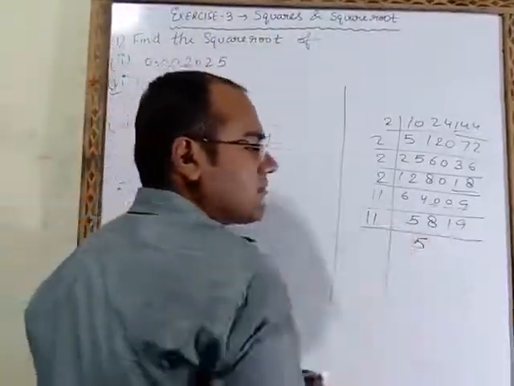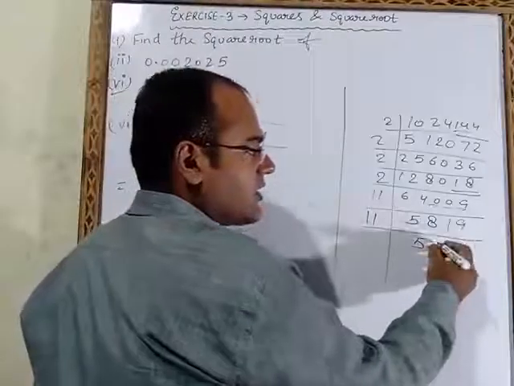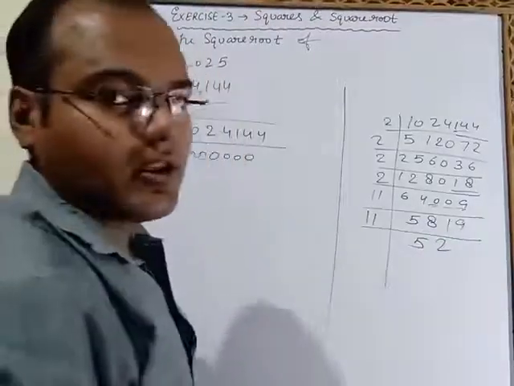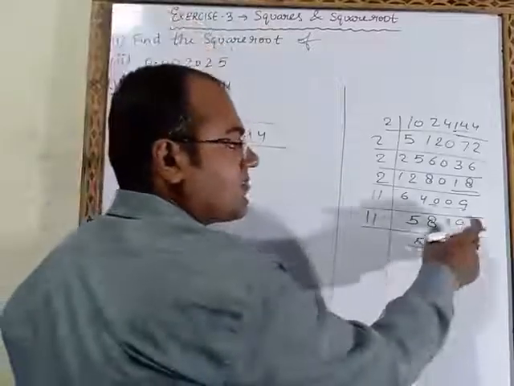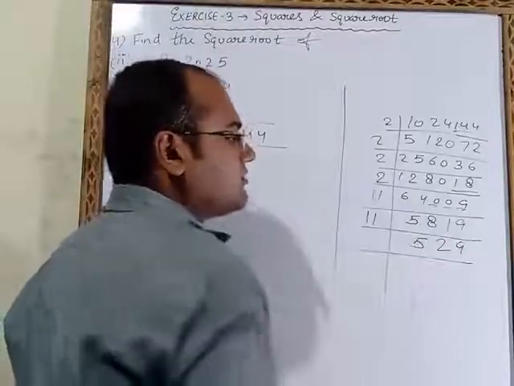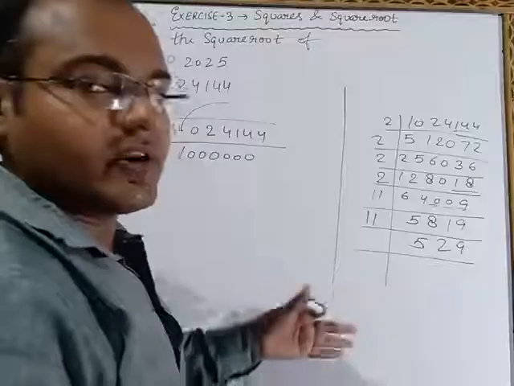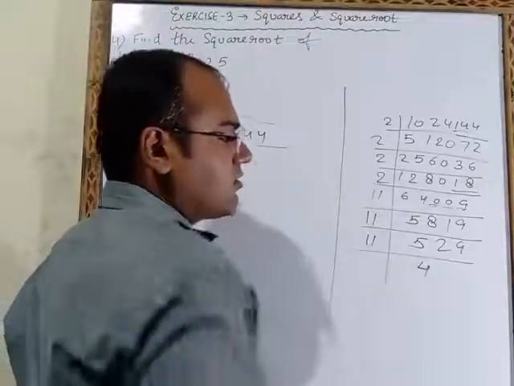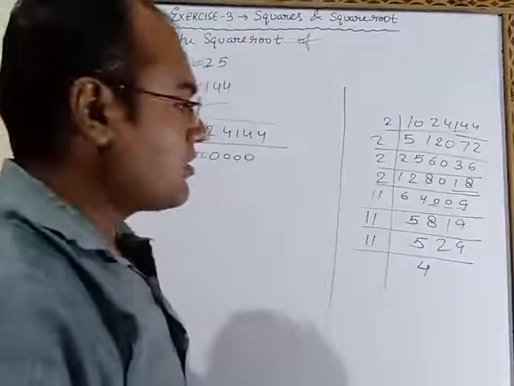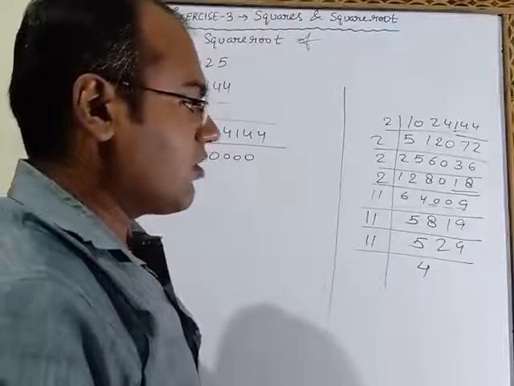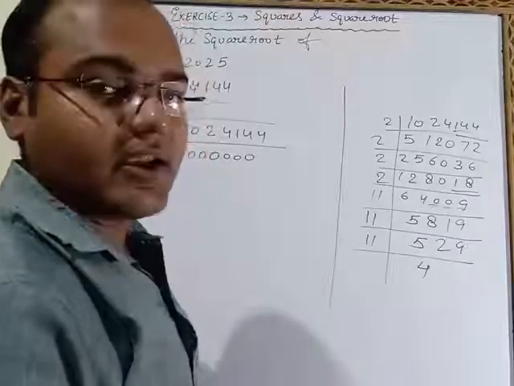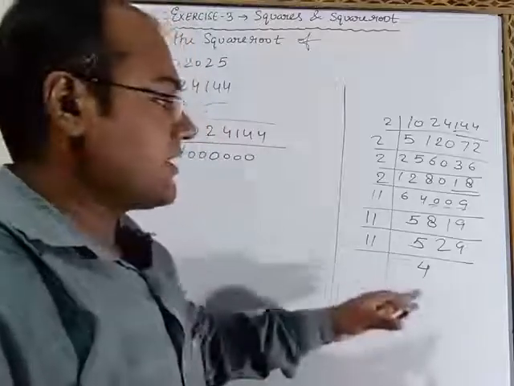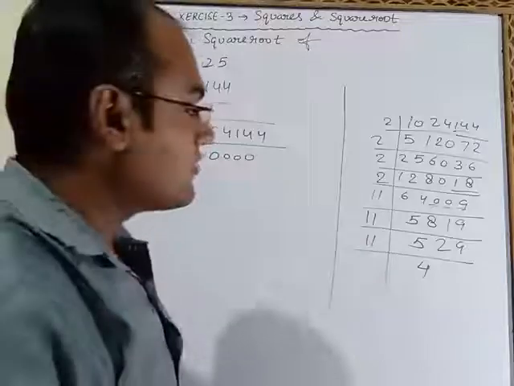11 5s are 55. 3 remainder, 3 and 1 is 31. 11 2s are 22. Then remainder 9. 9 and 9 will become 99. 11 9s are 99. Now again we will try with 11. 11 4s are 44. On subtracting, we get remainder 8. 8 and 9 is 89. 89 is not in the table of 11.